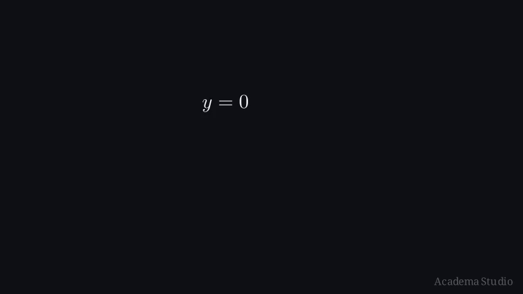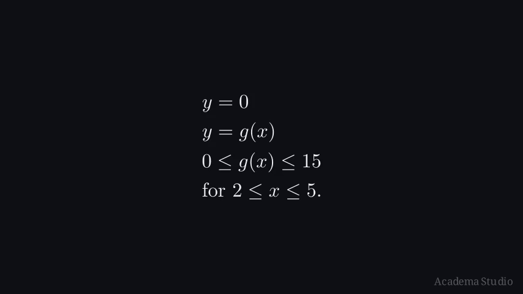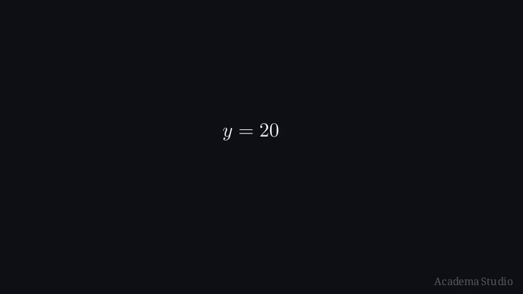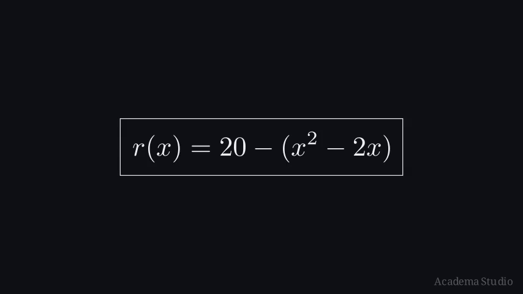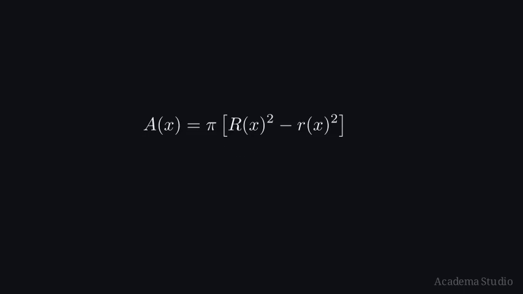Y equals 0, y equals g of x. 0 is less than or equal to g of x, which is less than or equal to 15. 2 is less than or equal to x, which is less than or equal to 5. Y equals 20, y equals g of x. The inner radius reaches from the axis of rotation to the upper boundary of the region. Substitute g of x. The washer area is pi times 20 squared minus the square of 20 minus g of x.